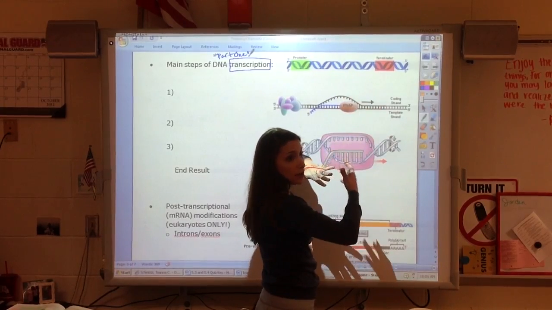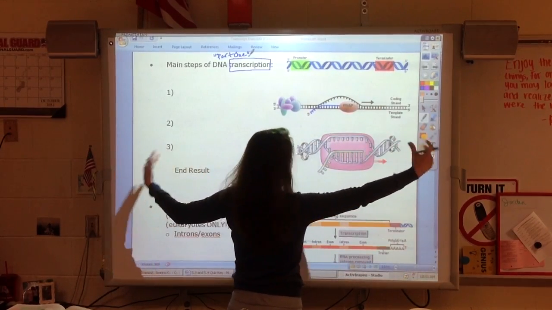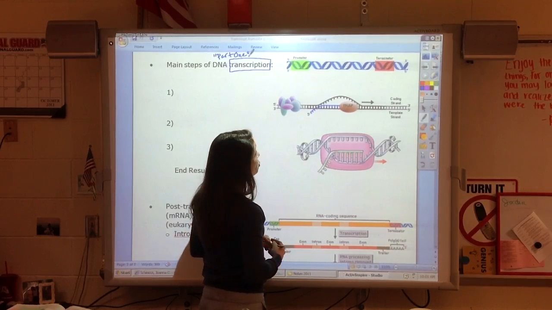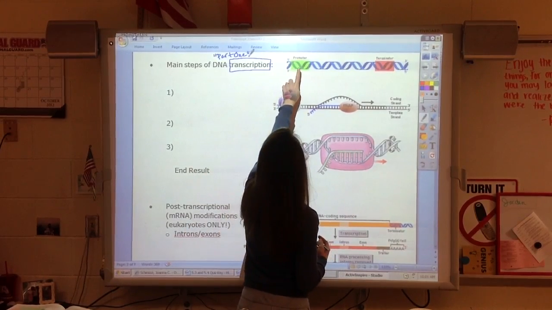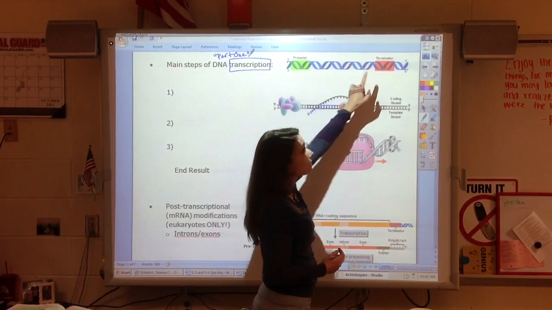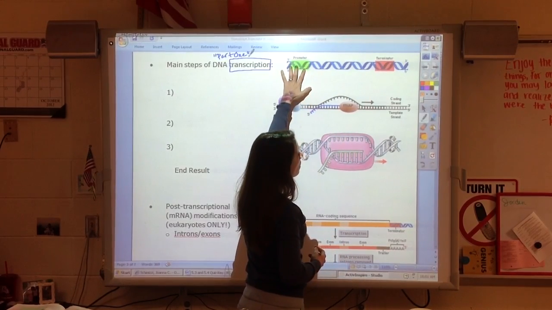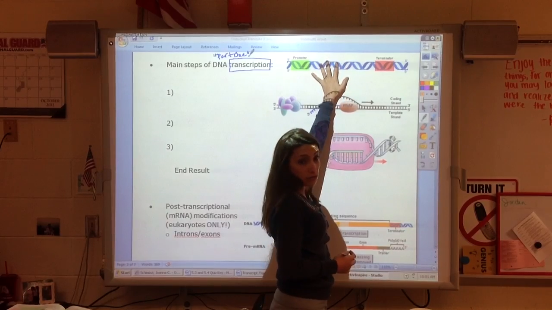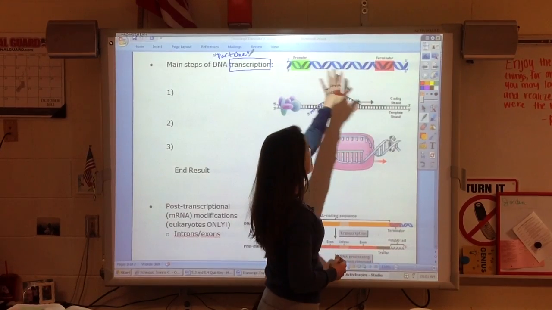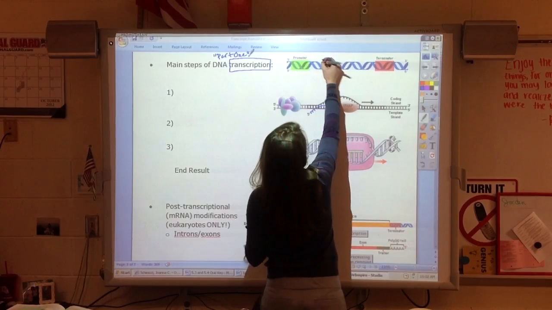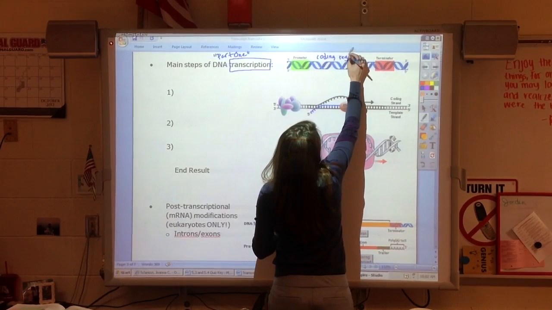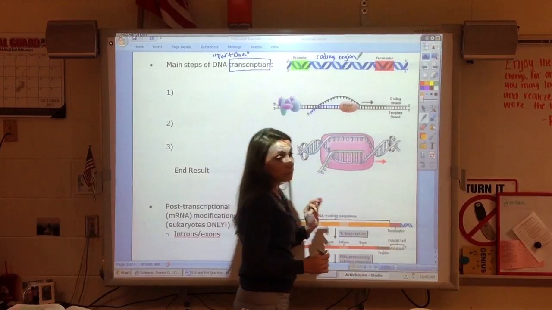So keeping in mind that DNA, the whole genome, is going to contain lots of small units called a gene. That gene is really going to have three main parts. It's going to have the promoter, the coding region, and then a terminator. So we do need to know these three words: promoter, coding region, and terminator.